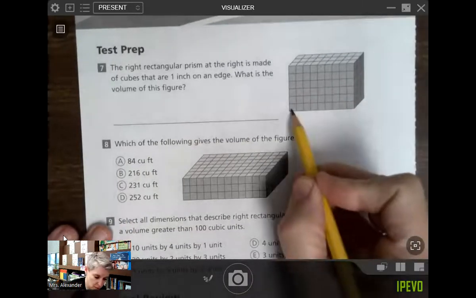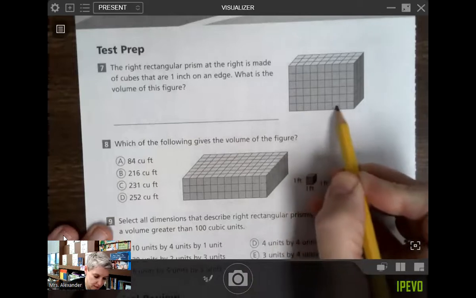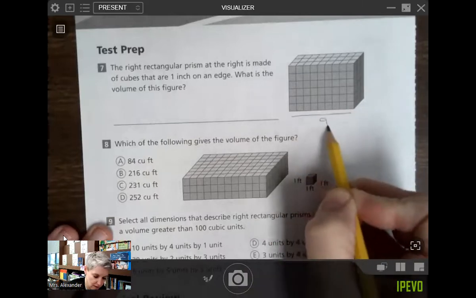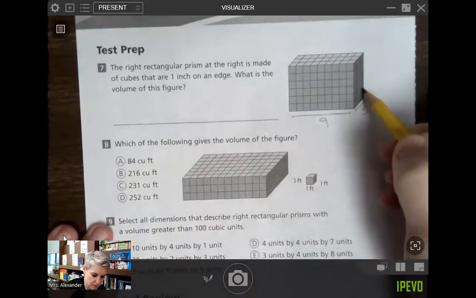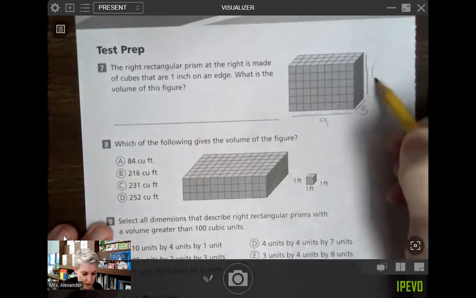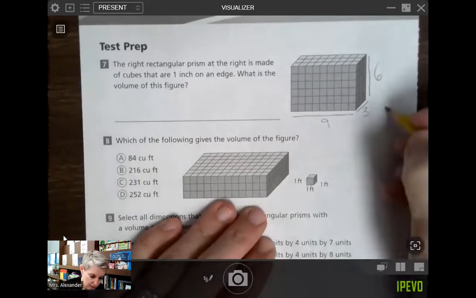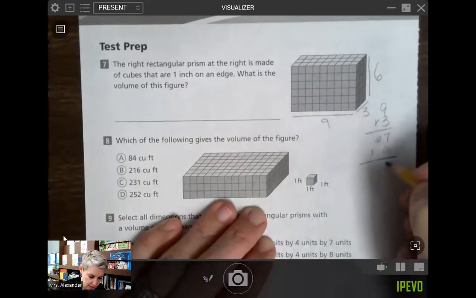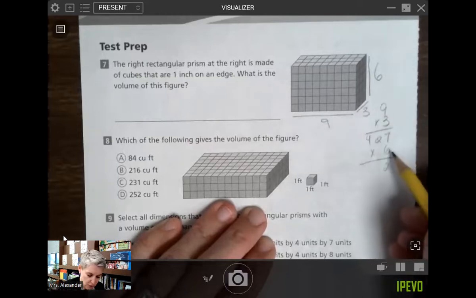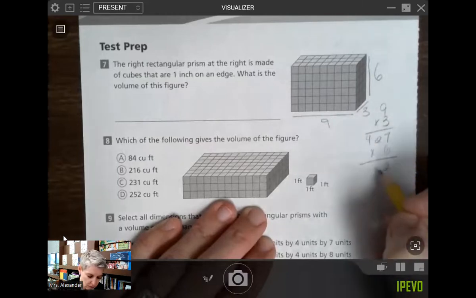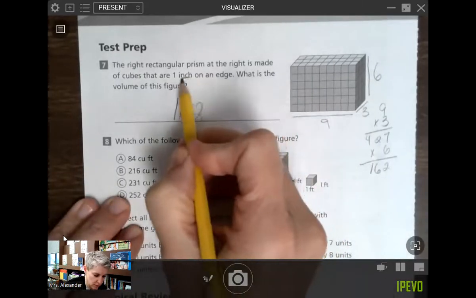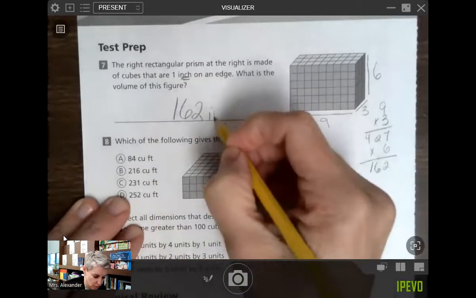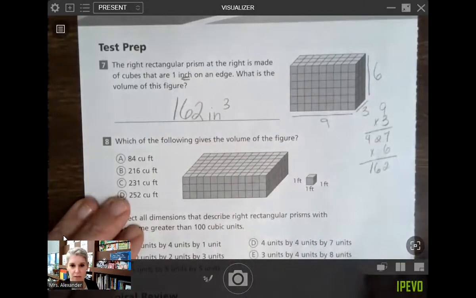Here we go. 1, 2, 3, 4, 5, 6, 7, 8, 9 for our length. 3 for our width. 1, 2, 3, 4, 5, 6 for our height. 9 times 3, 27 times 6, 162. Because we're using inch, we're going to label it cubic inches.